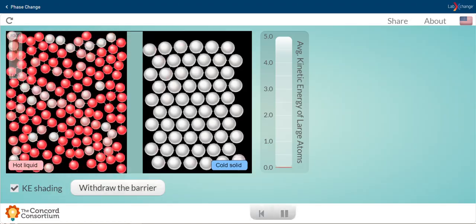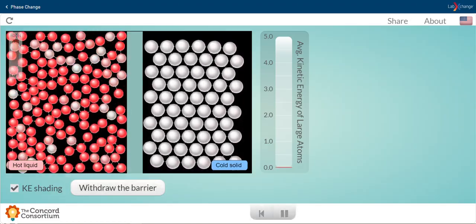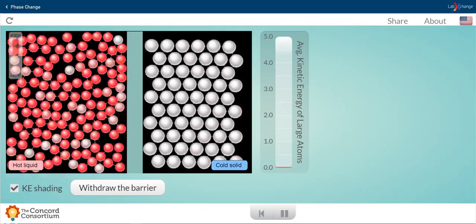If I withdraw the barrier here, we're going to see collisions start to occur, which means energy transfer is going to occur.